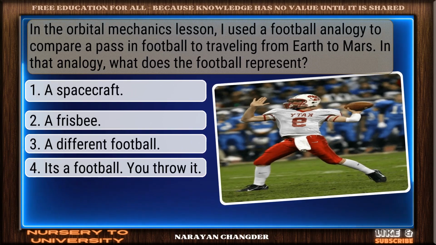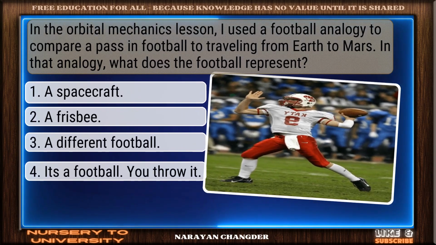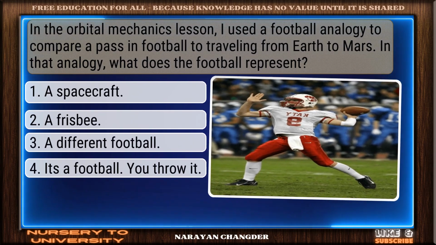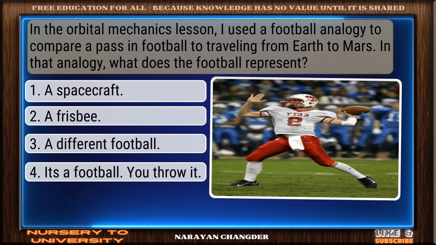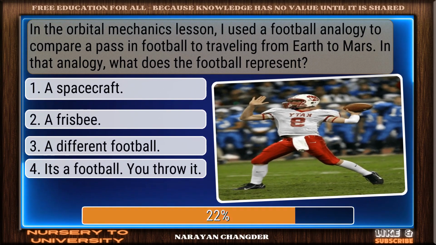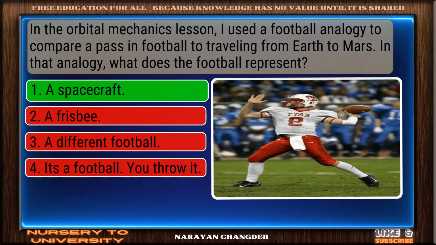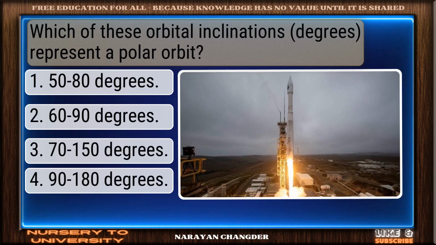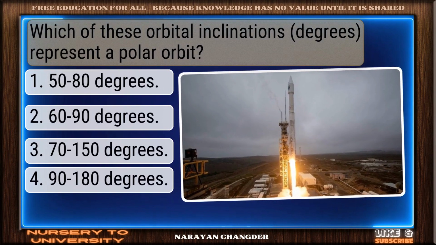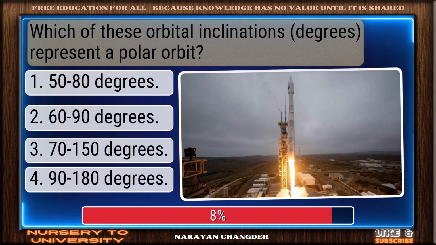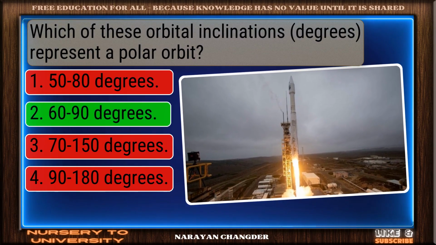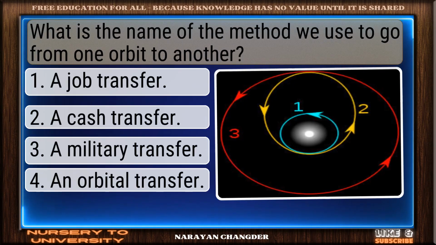In the Orbital Mechanics lesson, I used a football analogy to compare a pass in football to traveling from Earth to Mars. In that analogy, what does the football represent? Excellent choice. A spacecraft is the right answer. Which of these orbital inclinations represent a polar orbit? Smart move. 60-90 degrees is an accurate answer.